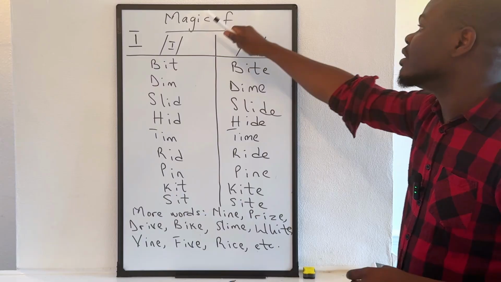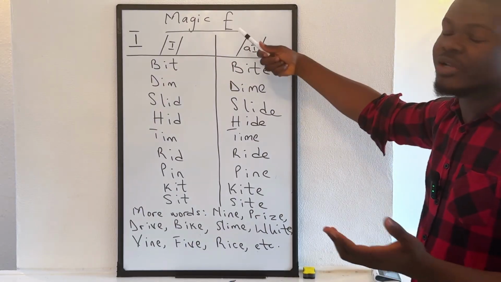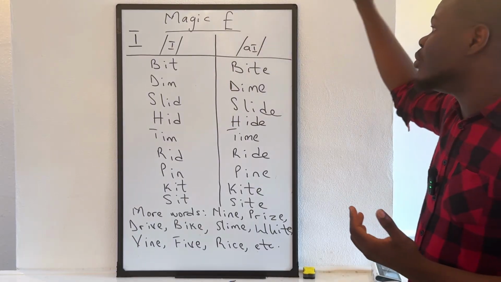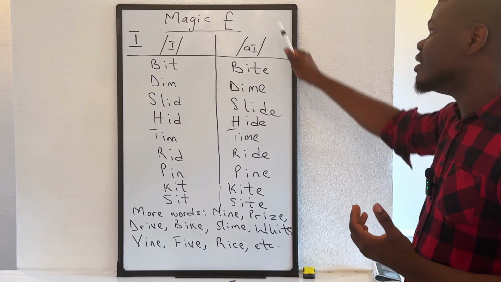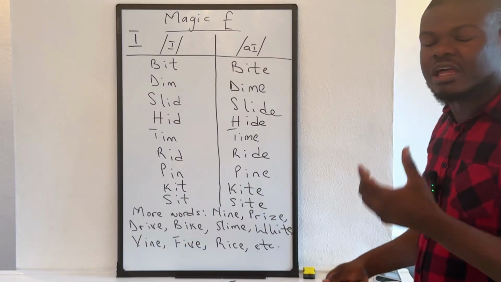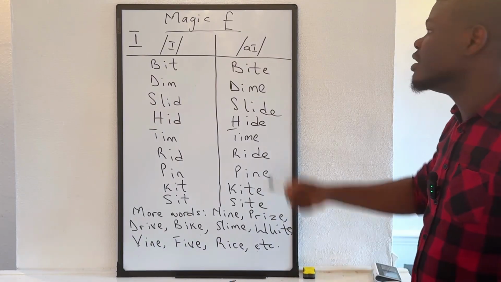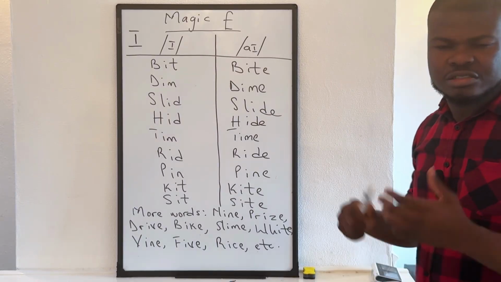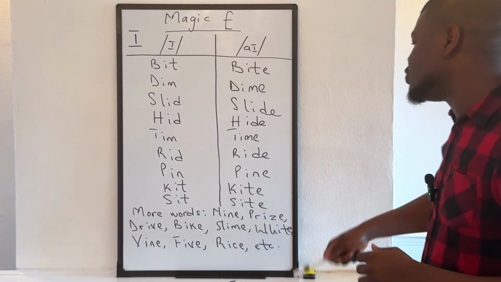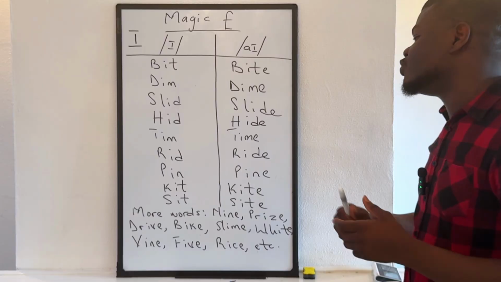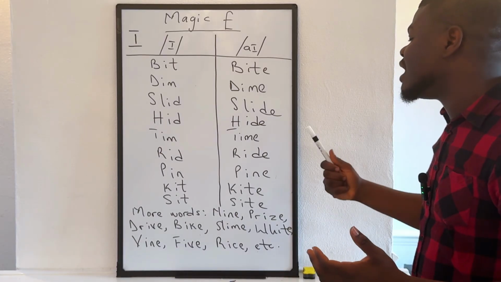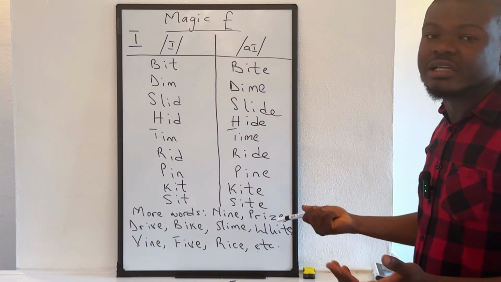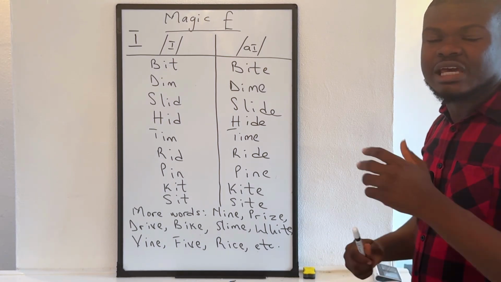So letter I would sound short, but that's when it is followed by a consonant, yeah? But immediately you add the letter E, the magic E, after that consonant letter, it changes the short sound to the long I, yeah? Did you notice that, yeah? So more words, we've got nine, we've got prize, we've got drive, we've got bike, slime, white, vine, five, rice, etc. So take note of that.